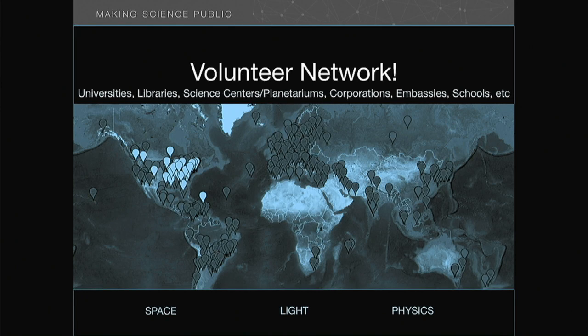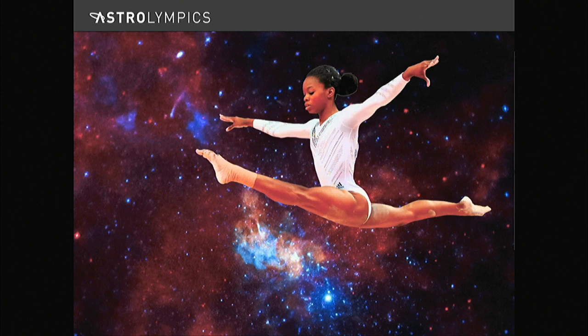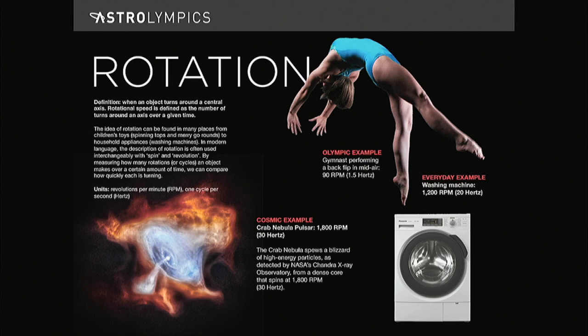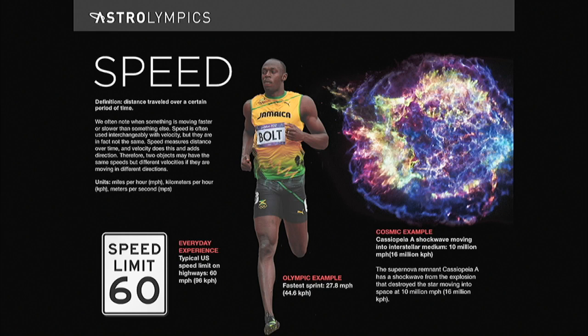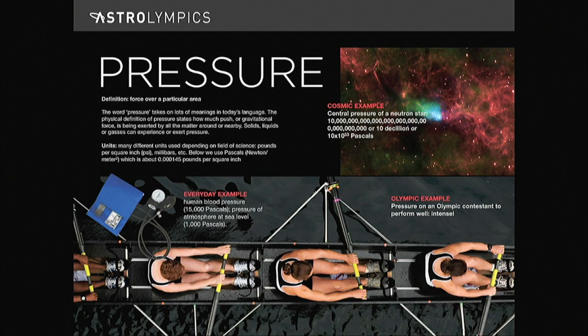We wanted to continue that concept that we had started with Here, There, and Everywhere in the Astro Olympics program. So we worked on another sort of a much smaller pilot program just in the past year in order to create materials that connected to sports, essentially, and specifically the sports of the Olympics. So things like rotation. And so you can talk about the rotation of a skater or a gymnast, and you can compare that to rotation in your washing machine or rotation in the Crab Nebula pulsar.